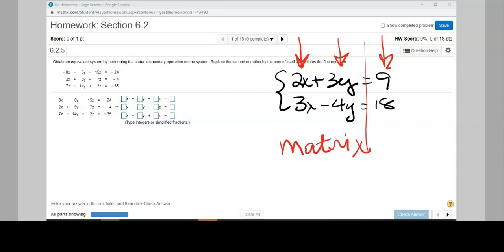So when I look at a matrix, what I'm wanting to find out is basically we're going to be rewriting the same thing, but we're going to save our time by not writing the variables.